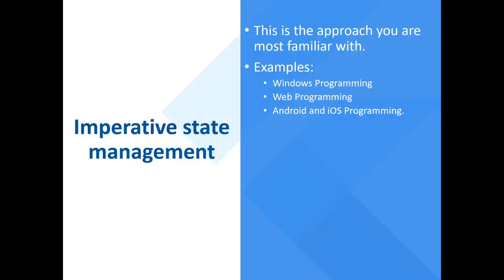The next technology, I think this one you are really familiar with: web programming. Here I'm talking about native web programming. There is another kind of web programming whereby you are using a framework, which is a different story. But I'm talking about the web programming that you learn from the web programming class, whereby you are manipulating the DOM using JavaScript. That is also an imperative style.